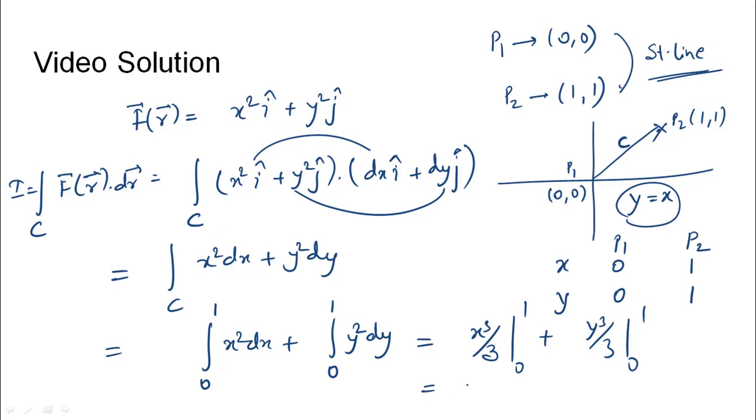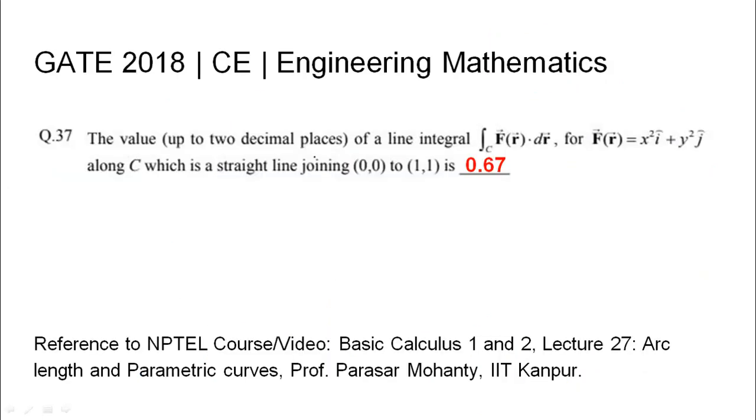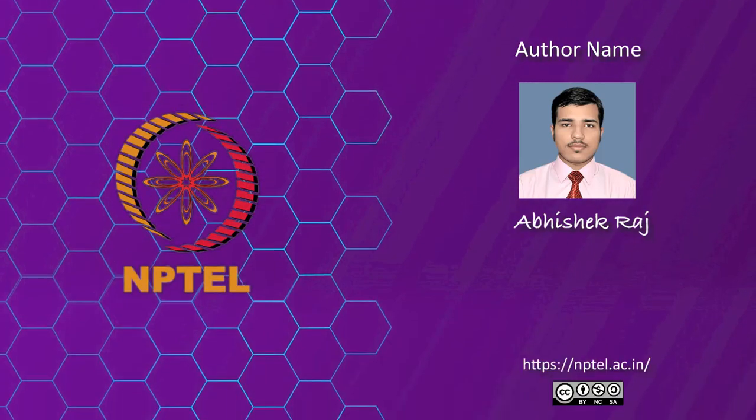Imposing the limits, we get 1 by 3 into (1 minus 0) plus 1 by 3 into (1 minus 0), which would turn out to be 2 by 3, that is 0.666. This can be rounded off to 0.67. That is our final answer. So the value of the line integral along the curve C, which is a straight line between (0,0) and (1,1), was found out as 0.67. The relevant NPTEL reference has been mentioned.